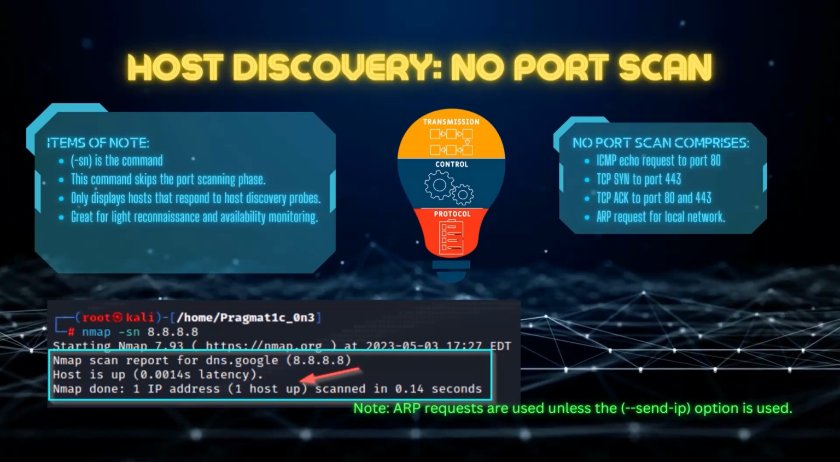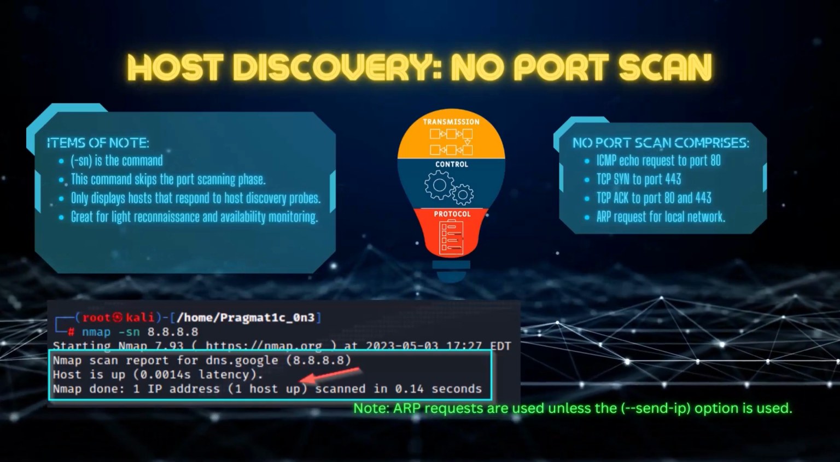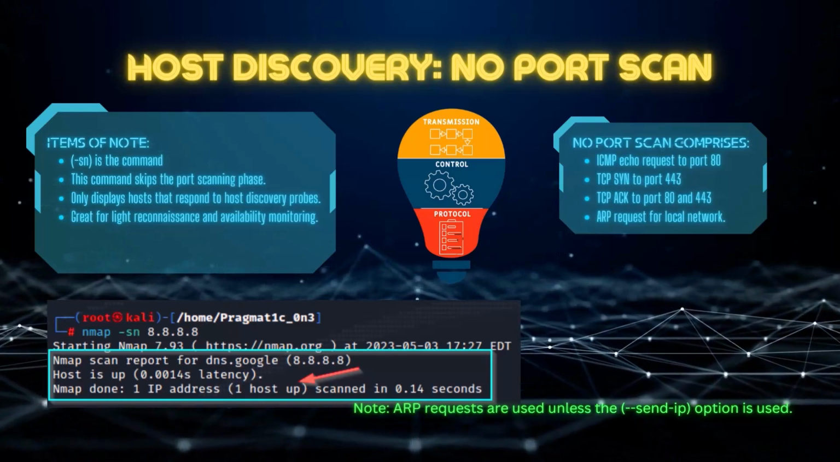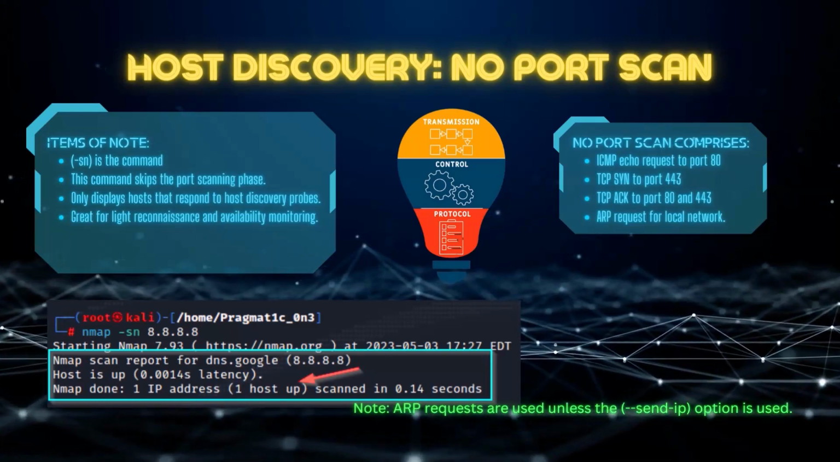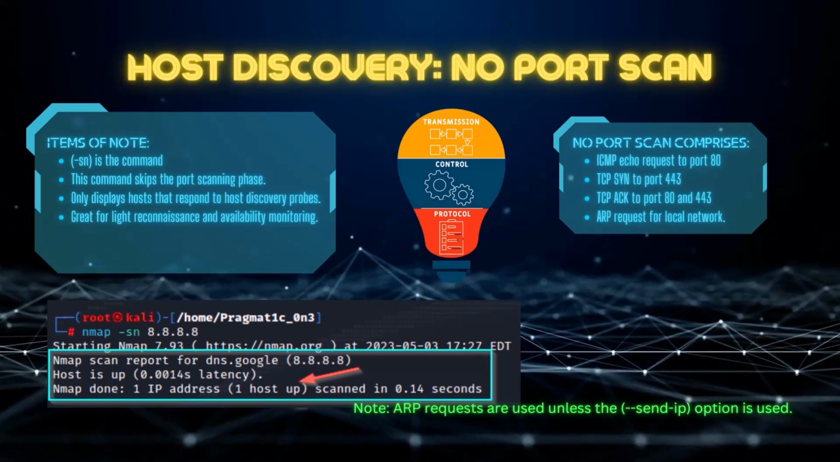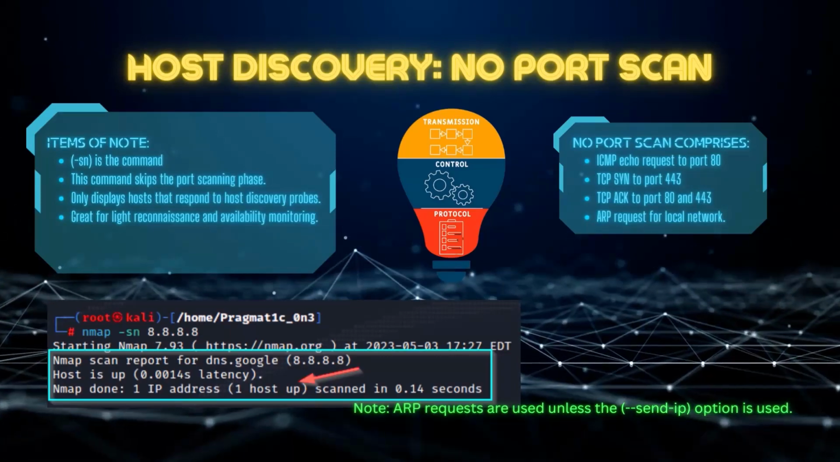timestamp request by default. When executed by an unprivileged user, only SYN packets are sent to ports 80 and 443 on the target. When a privileged user tries to scan targets on a local Ethernet network, ARP requests are used unless --send-ip was specified. The -sn option can be combined with any of the discovery probe types for greater flexibility.